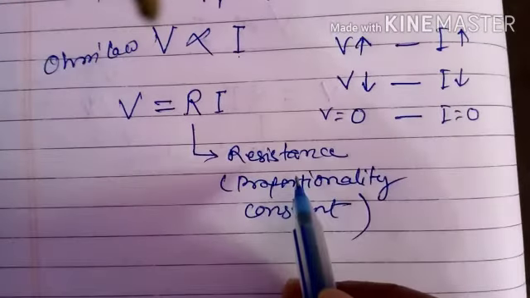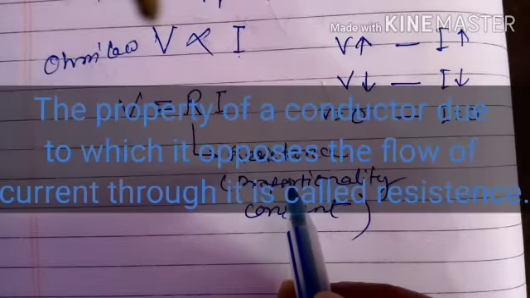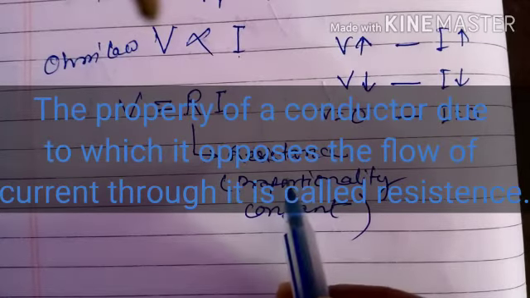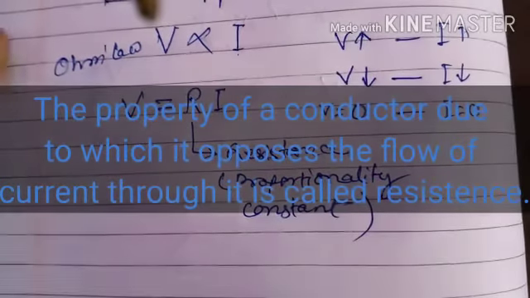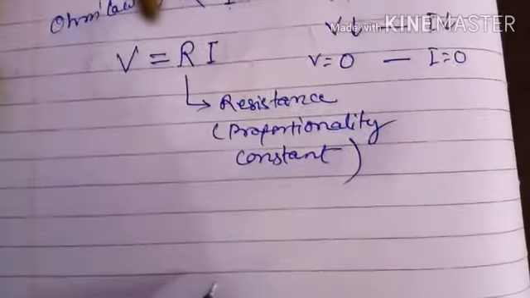The property of a conductor due to which it opposes the flow of current through it is called resistance. To understand, students, we can draw it here.